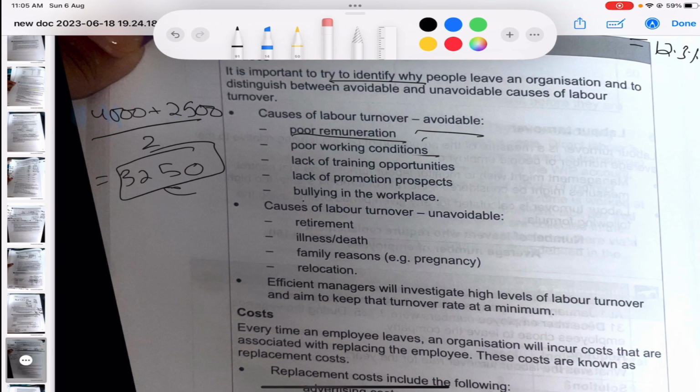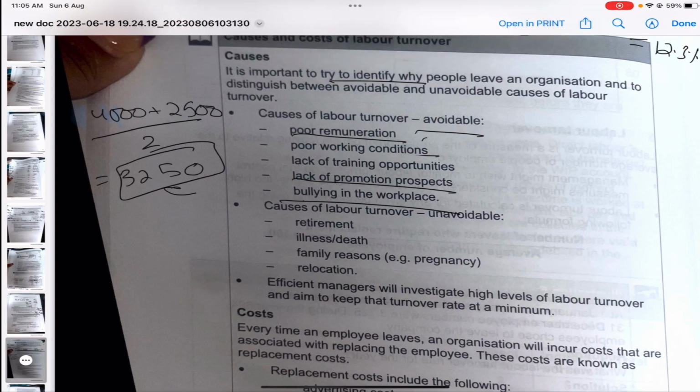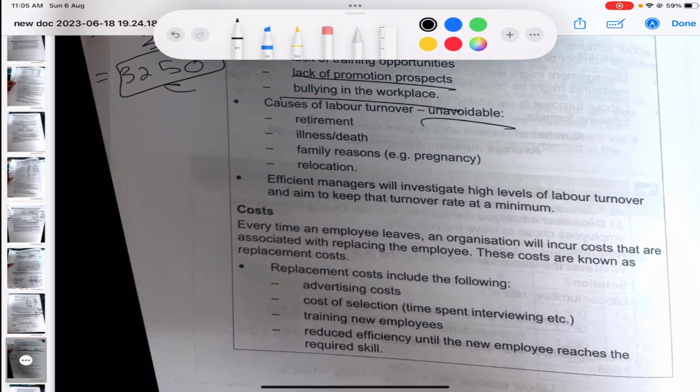Lack of training opportunities, promotion prospects, bullying in the workplace. So these are the aspects which you can change. These are some things which can be avoidable. Now these are unavoidable: retirement.